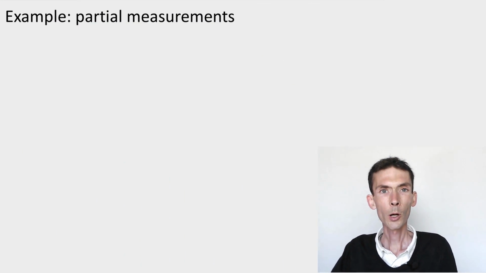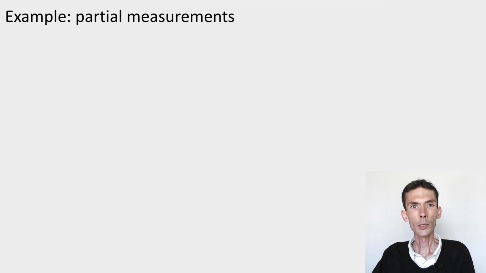In this module, we're going to work out an important example of general measurements. We're going to see how to perform a partial measurement on a bipartite quantum state. So let's do an example. Let's take a bipartite state psi, which is initialized in the EPR pair.